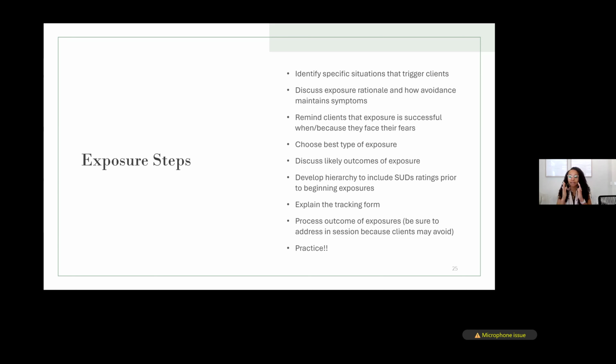That's not the success. The success is that you showed up to the exposure. You also want to have clients measure their levels of distress. This is where SUDS comes in, right? That you want clients to measure how distressed they were before the exposure.